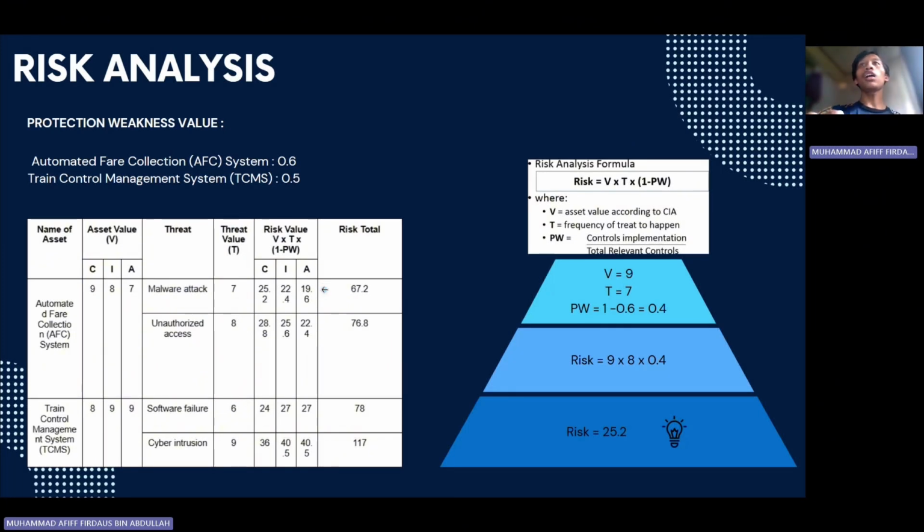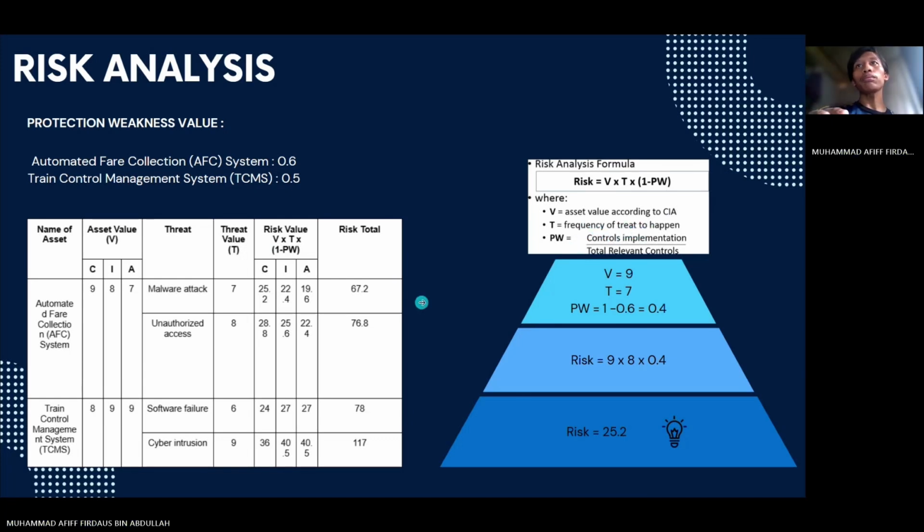So how are we going to calculate the risk? Here we have the risk analysis formula. We have risk equal to V times T times (1 minus PW), where PW is the protection weight. V is the asset value according to CIA, and T is the frequency of the threat to happen.